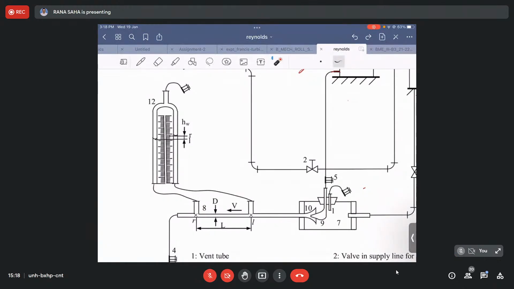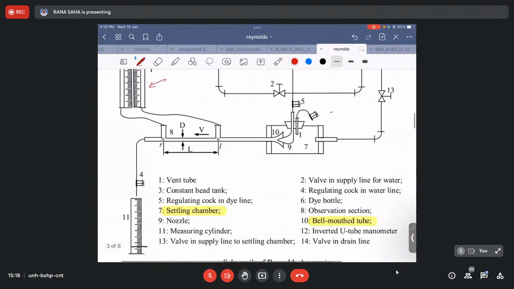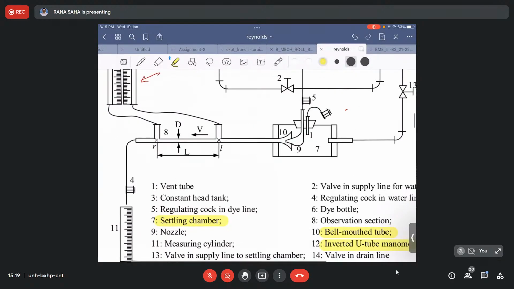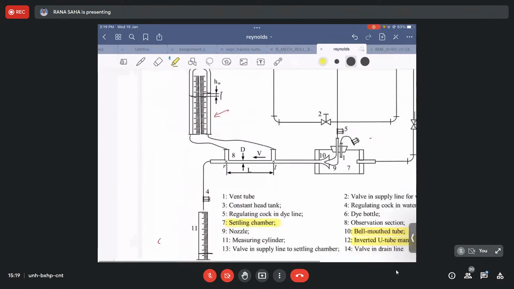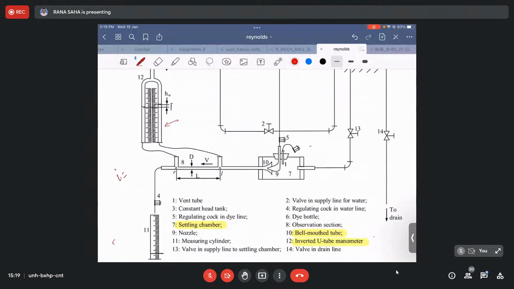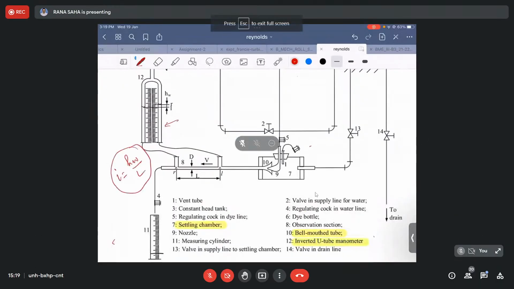Okay, so this inverted U tube manometer, you can see it is also written here. It is the inverted U tube manometer, which is being used to evaluate the loss due to friction over L. So if the knowledge of L is there with you, and you can take the reading by the difference, you can find out what is your I, which as per this notation is W by L.